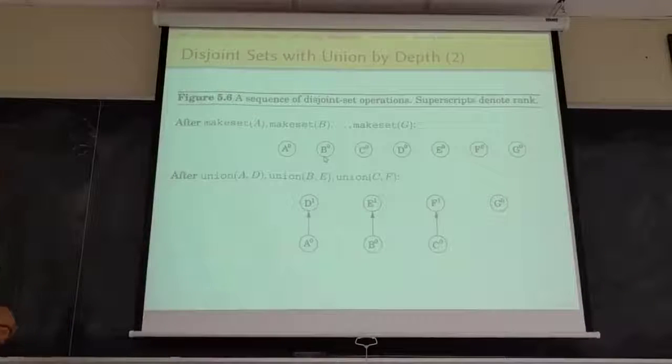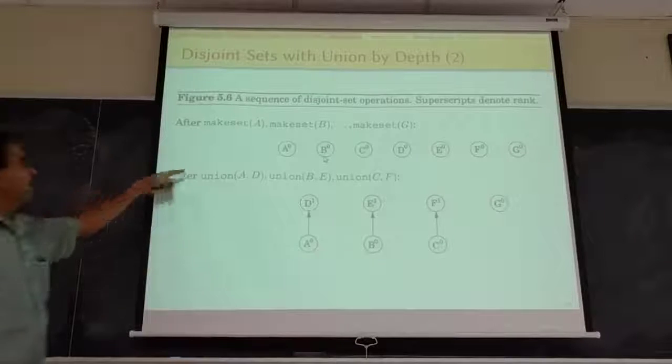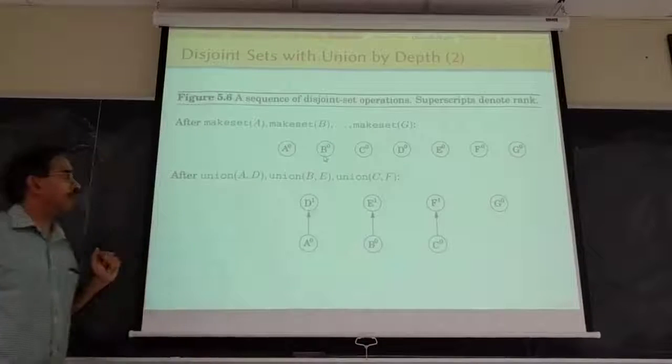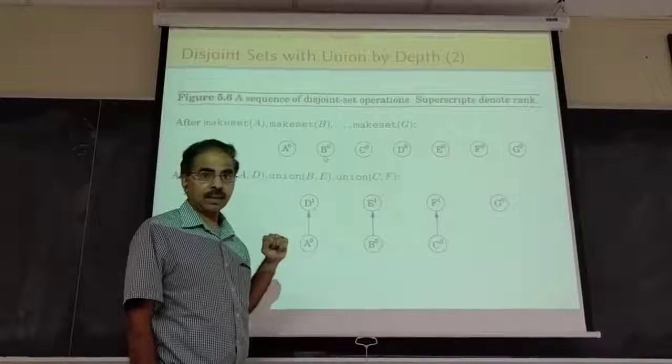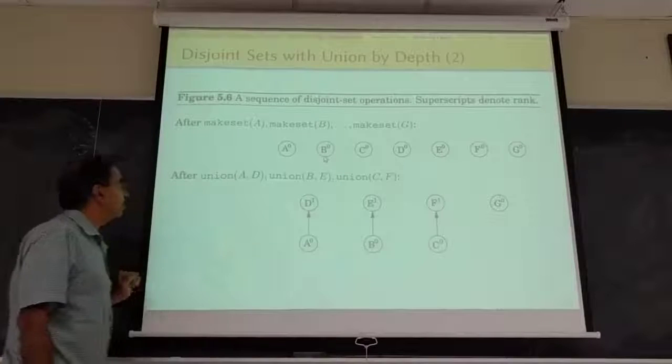So let's try to understand this a little bit better. So that's the initial case. You have all the make sets, okay? And now the superscripts here denote the rank. Okay, so originally all the ranks are 0.